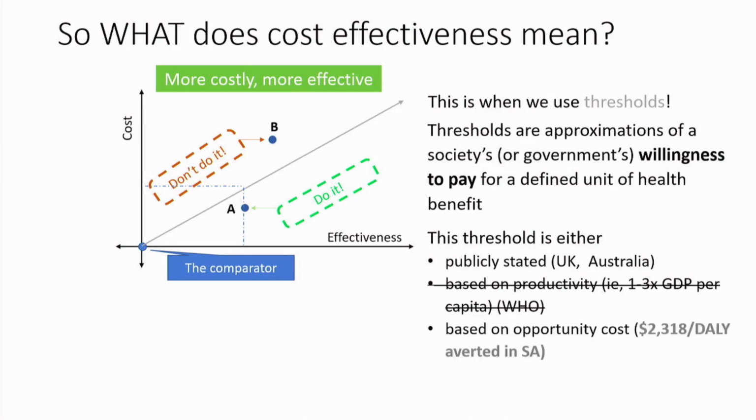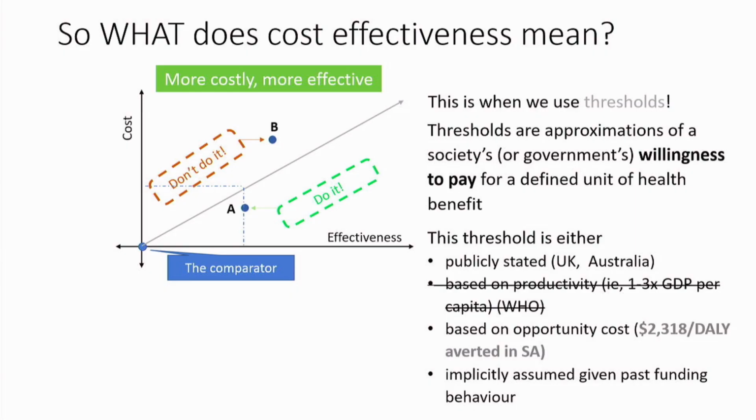Or you base it on opportunity cost, which is a fairly complicated comparison of past increases in life expectancy and past health expenditure. If you divide the one by the other, you get to certain threshold values. For South Africa, this has been established as being around about $2,000 for a metric that we call the disability adjusted life year. This is the second option.